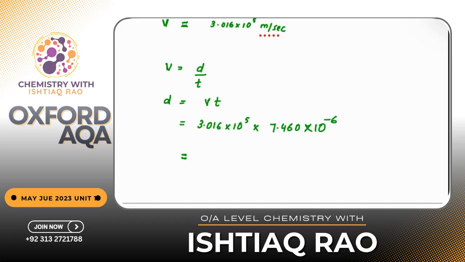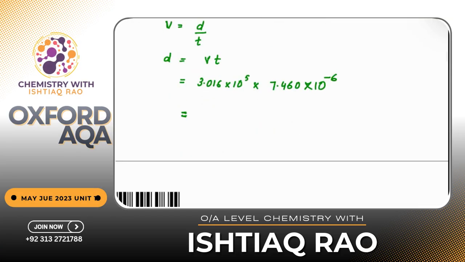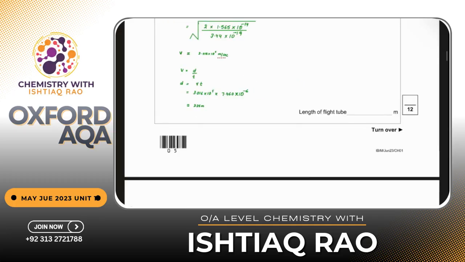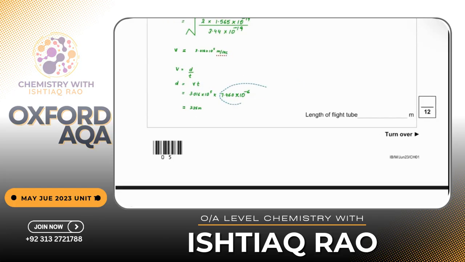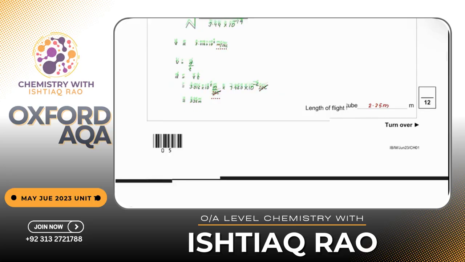The answer is 2.25 meter. You know why? Because the unit for the velocity was meter per second and the time is in second. So the second and second cancel each other, and the resulting answer would be in meter. So it's going to be 2.25 meter. That's it.